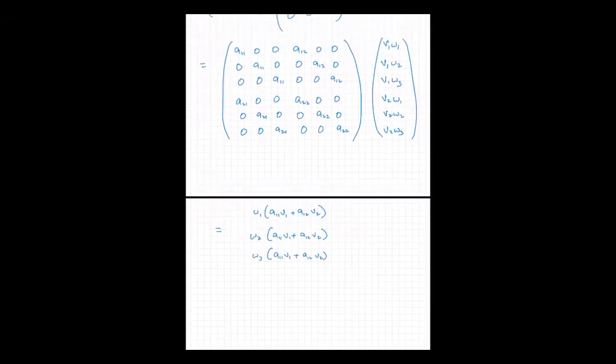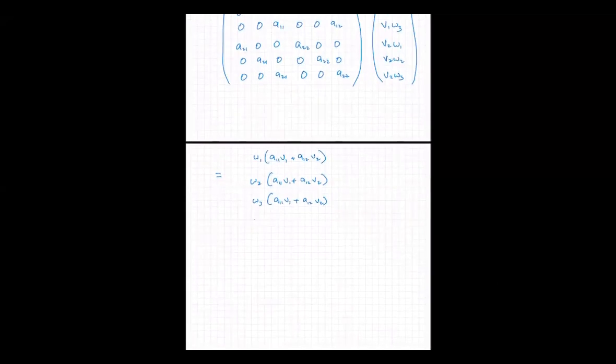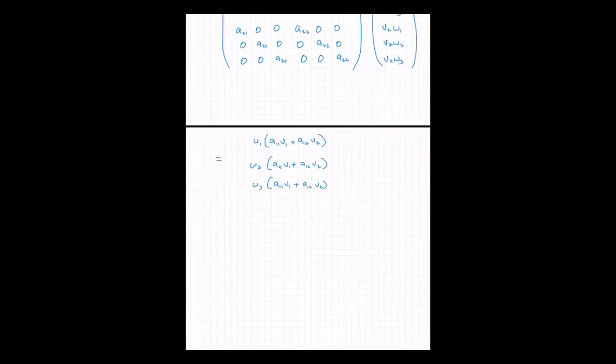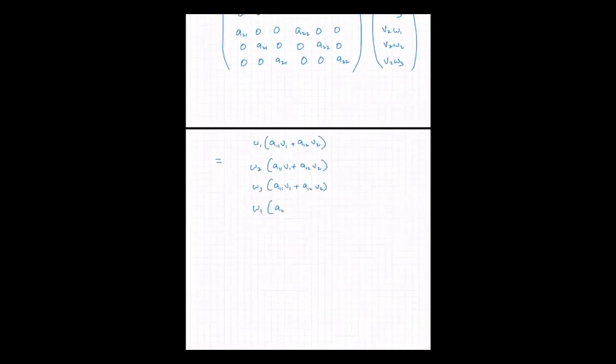The third element would be A11V1 plus A12V2. The fourth is interesting. Now the fourth row of this matrix starts with A21. So I will have A21 times V1W1 plus A22 times V2W1. So I will have W1 times A21V1 plus A22V2. This would be A21V1 plus A22V2, and this would be A21V1 plus A22V2.